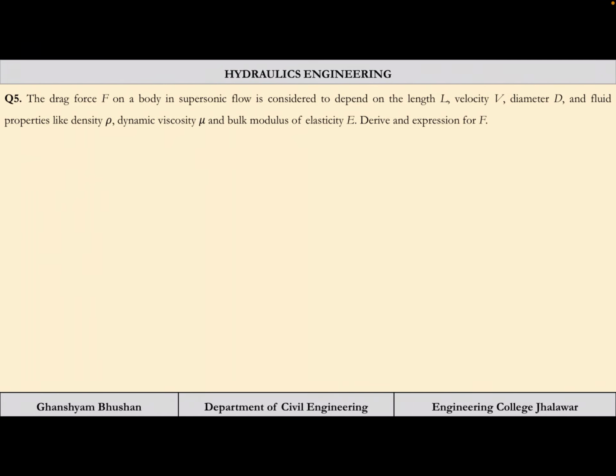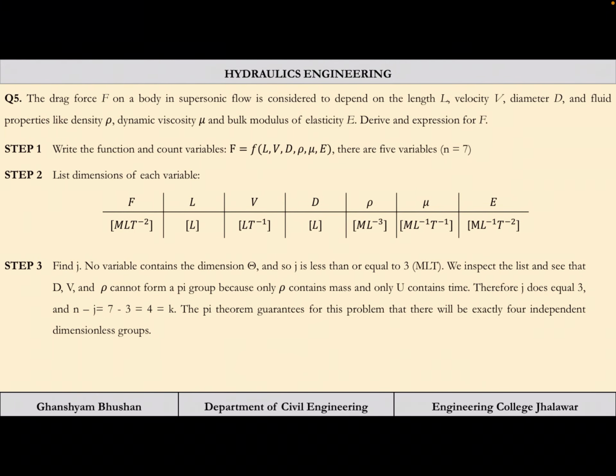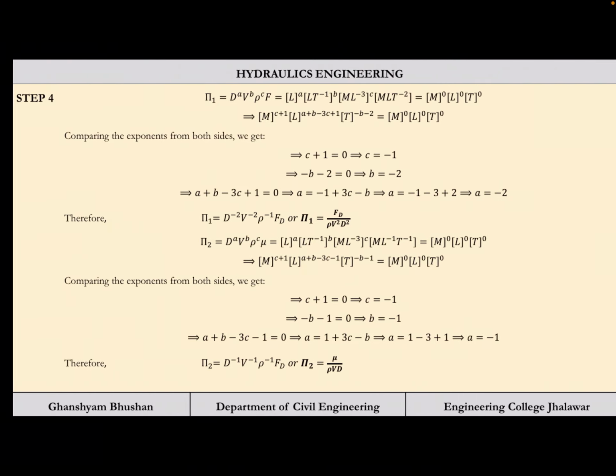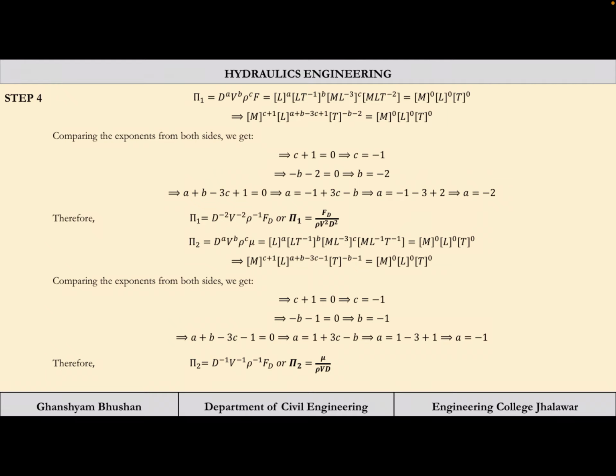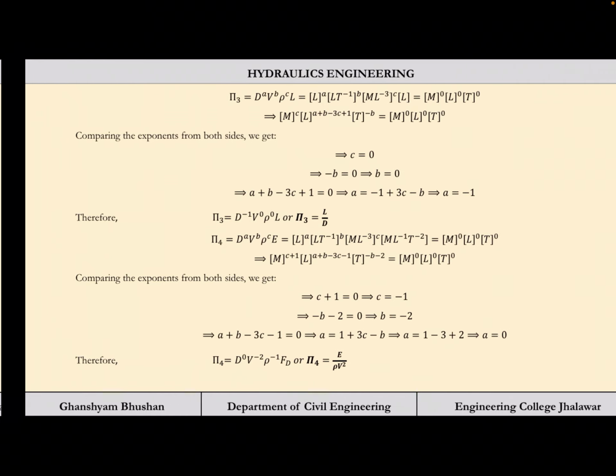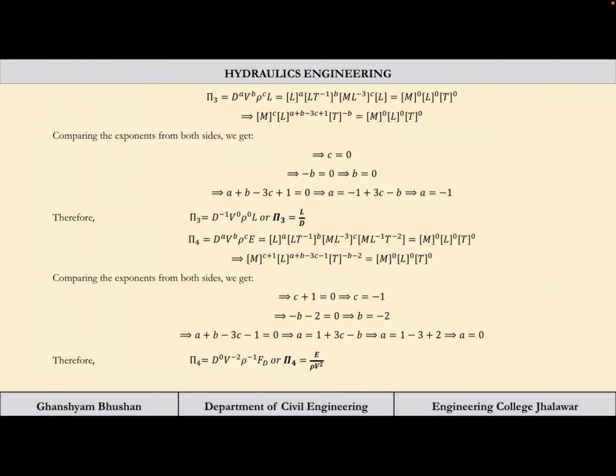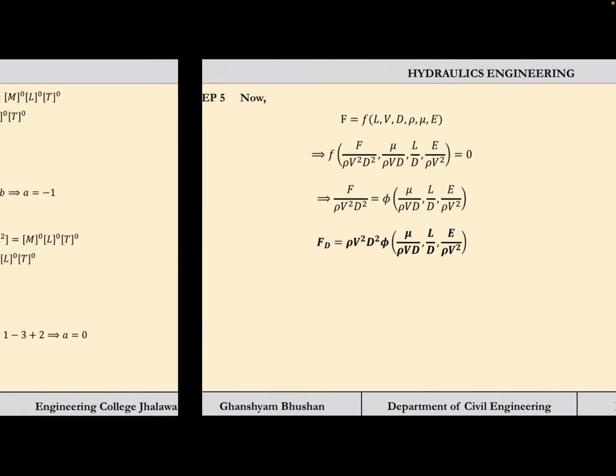Now I am taking the second problem of Rayleigh's method, and I will go a little bit faster. The number of variables is 7 here: f, l, v, d, rho, mu and e. Write down all the equations. Again I am going to take v, d and rho as our repeating parameters. In this case we will have 4 pi groups. Pi 1 and pi 2 come the same as before. Now for pi 3, just take the values and you get L by D, again a dimensionless parameter. Pi 4 is E by rho v square, again a dimensionless parameter.